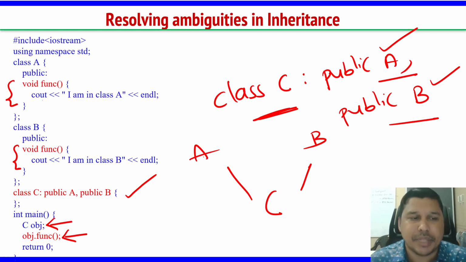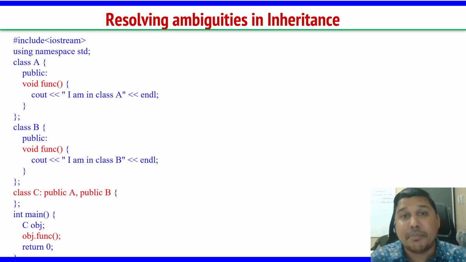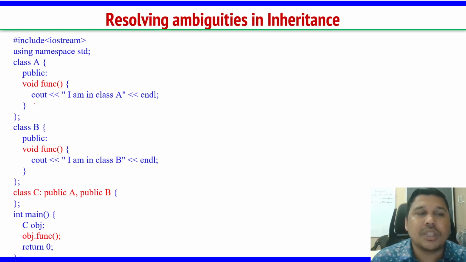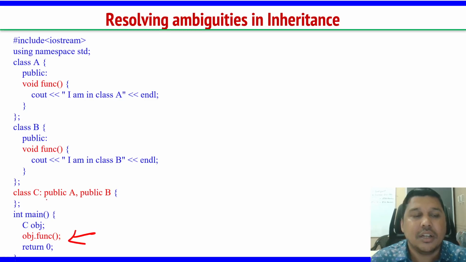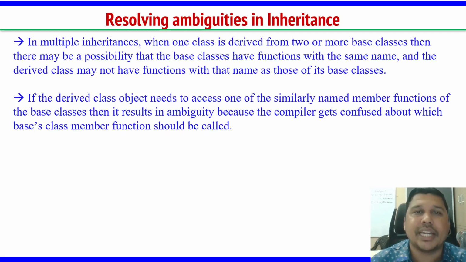So how do we overcome this? I hope the problem is clear. Why is ambiguity happening in inheritance? In multiple inheritance, this kind of scenario can appear where both parent classes A and B have a function with the same name. But when I try to access that function using the object of class C, it is confused about which function to call. So this is about the ambiguity in inheritance. How do we solve it? How can we overcome it? Let's see how we can do it.